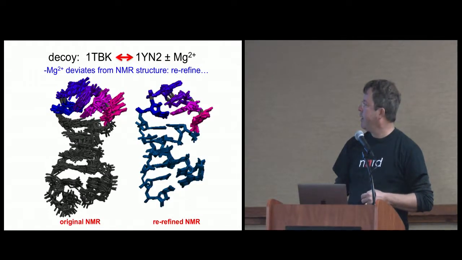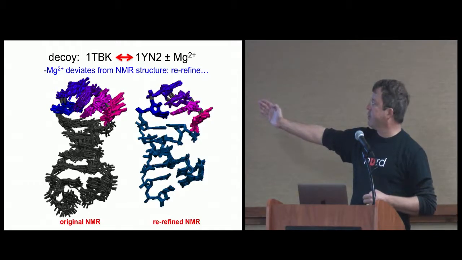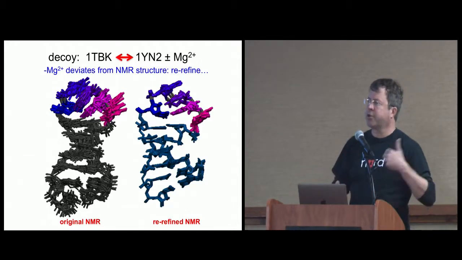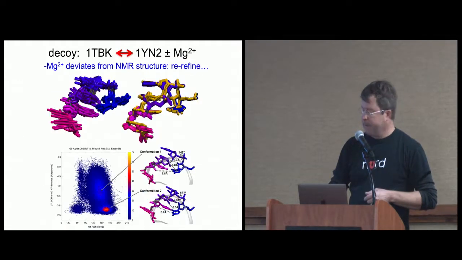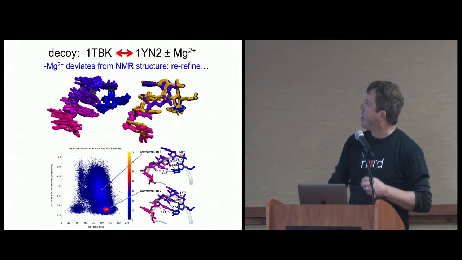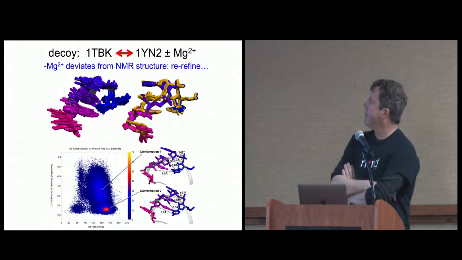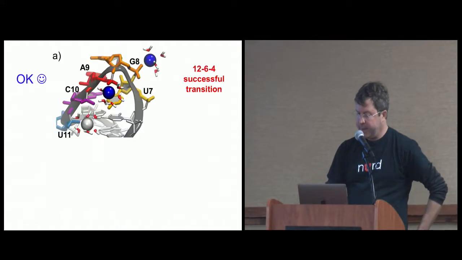We showed that if we re-refined the structure with the original NMR data in explicit solvent in the modern force fields, we got a much better representation of the structure than previously. I've talked about this before. We were able to show that we could see spontaneous transitions in the structure due to magnesium, effectively an ordering of this loop structure that's shown there by the addition of magnesium.